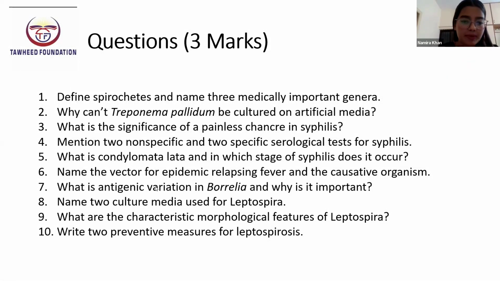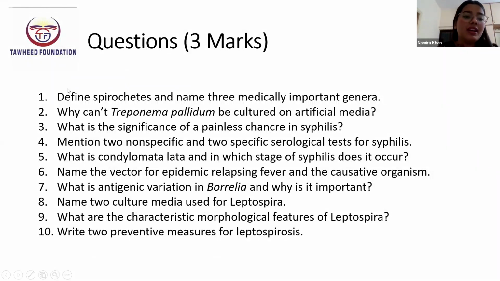Six, name the vector for epidemic relapsing fever and the causative organism. Seventh, what is antigenic variation in Borrelia and why is it important? Eighth, name two culture media used for Leptospira. Ninth, what are the characteristic morphological features of Leptospira? Tenth, write two preventive measures for leptospirosis.